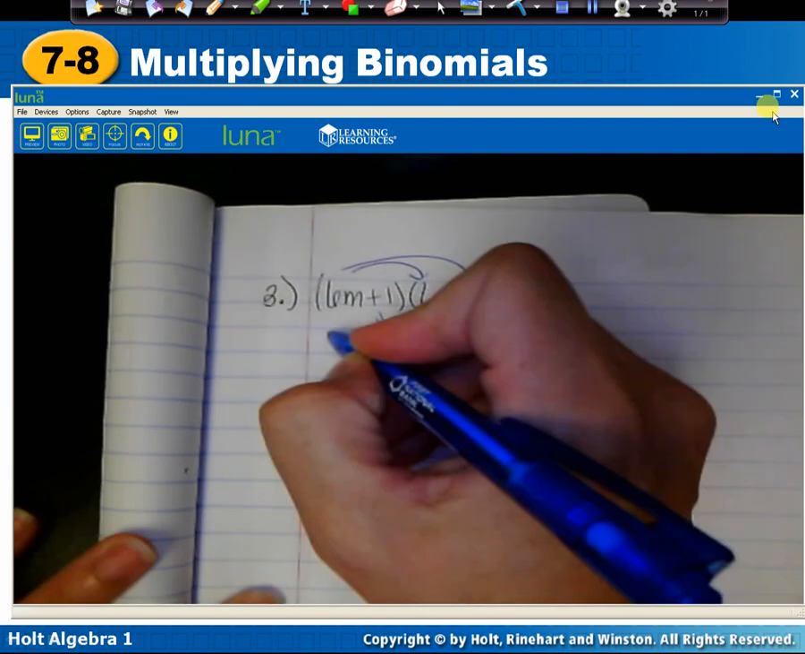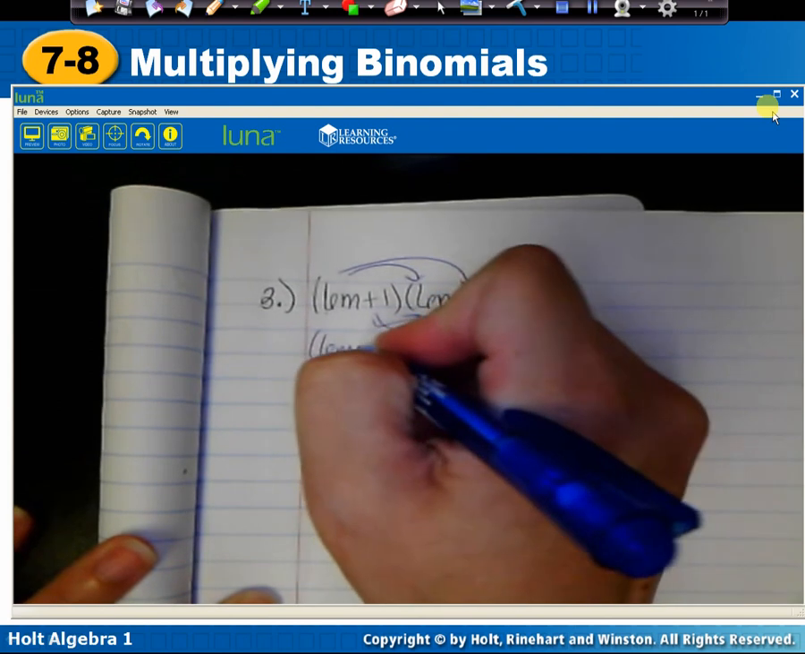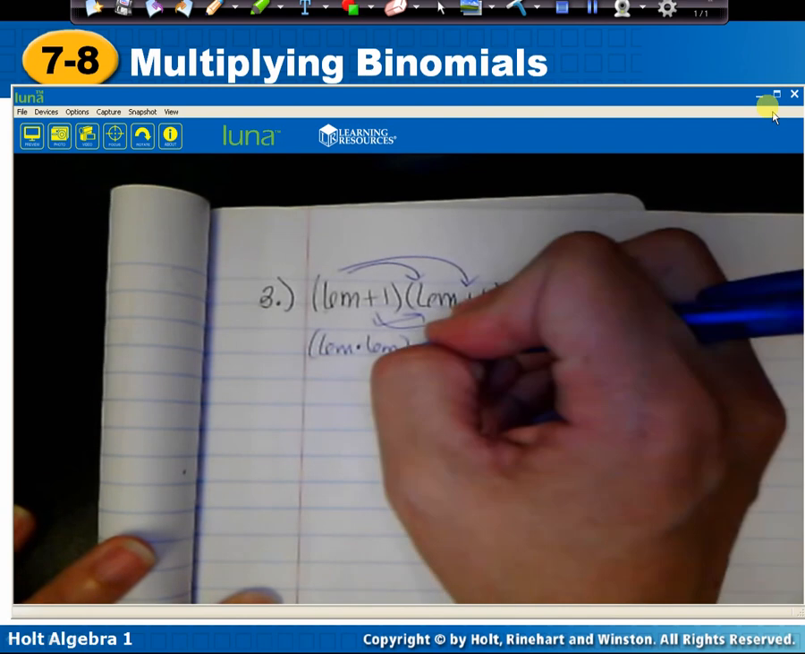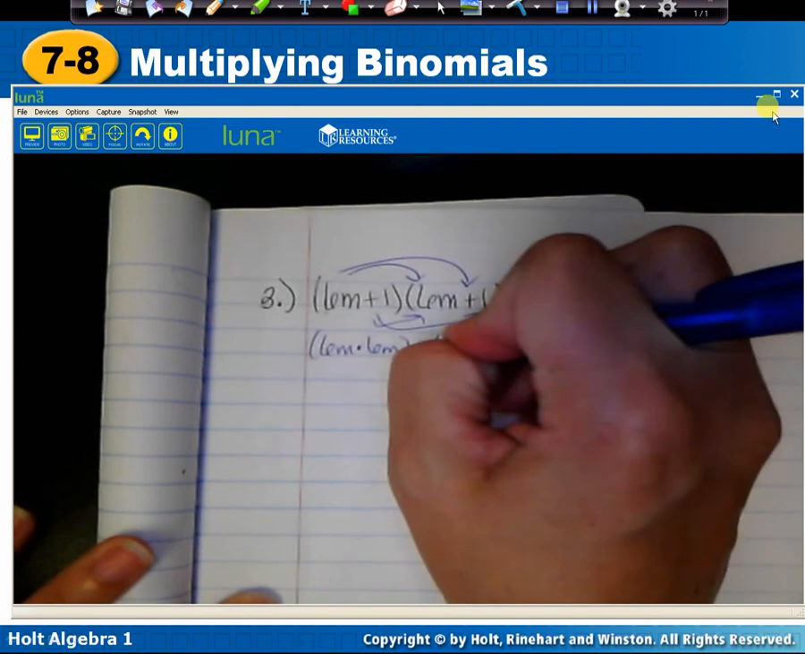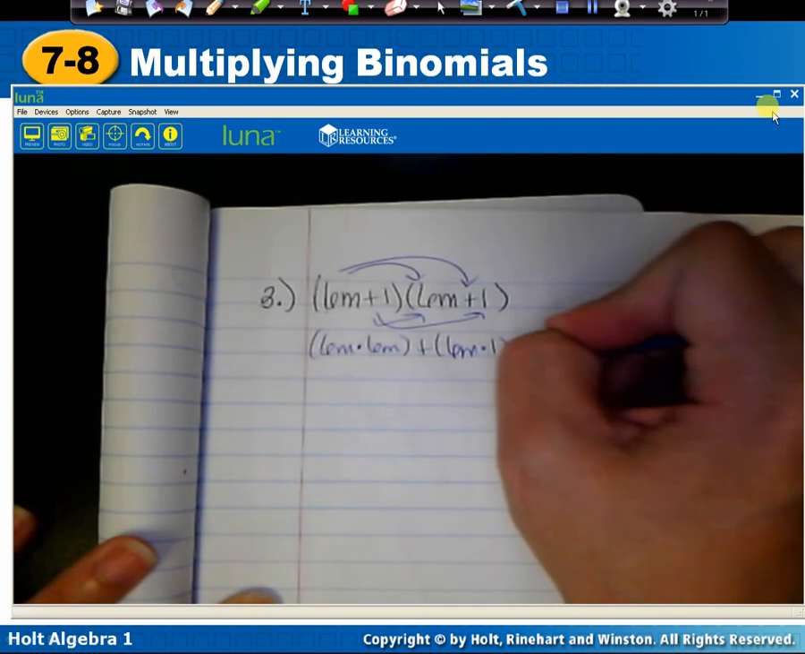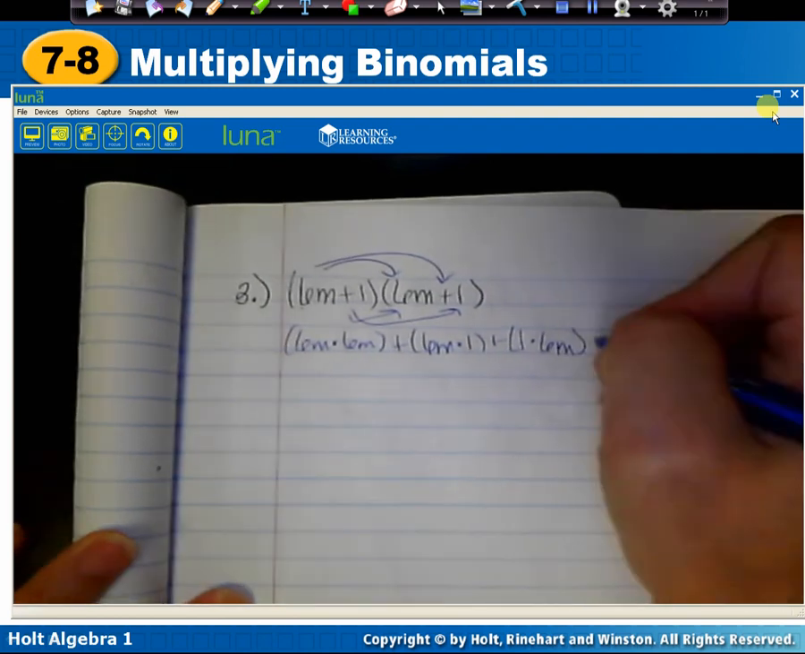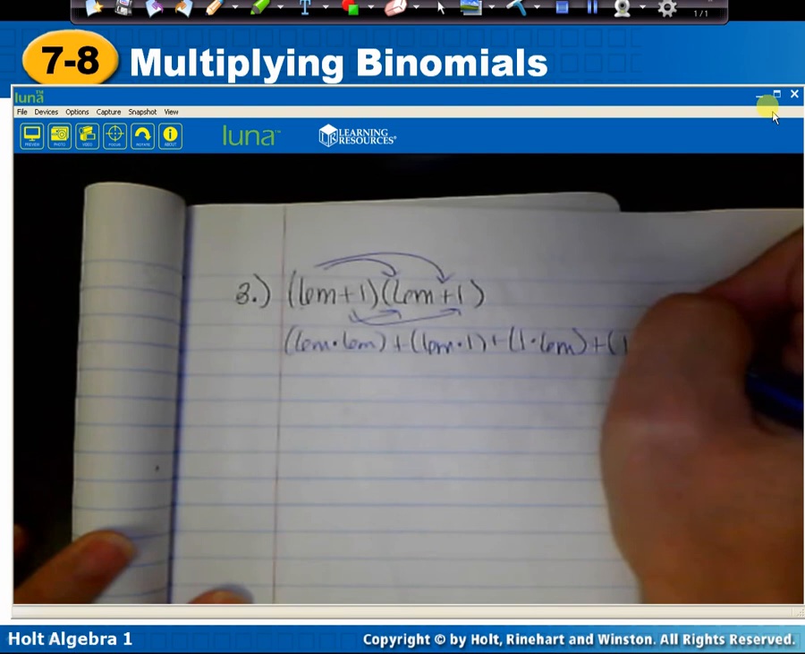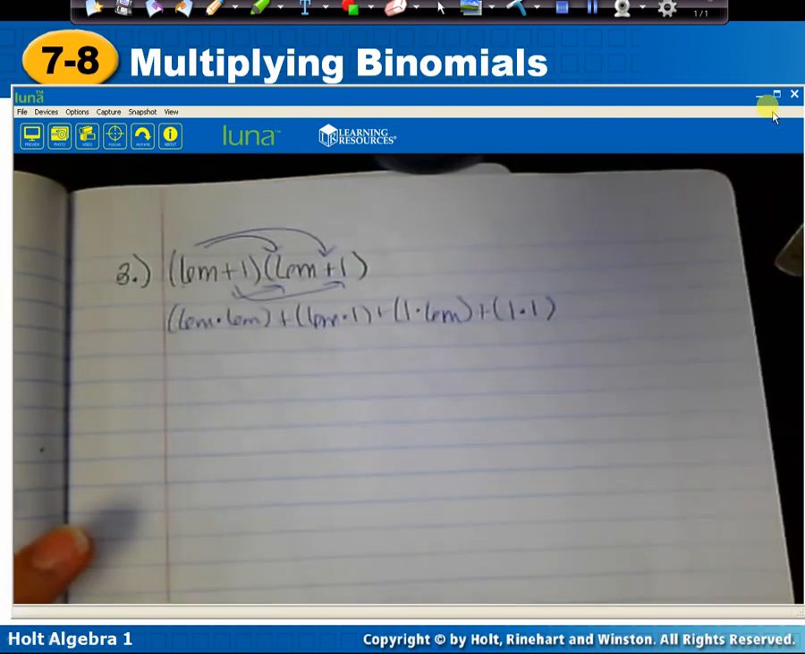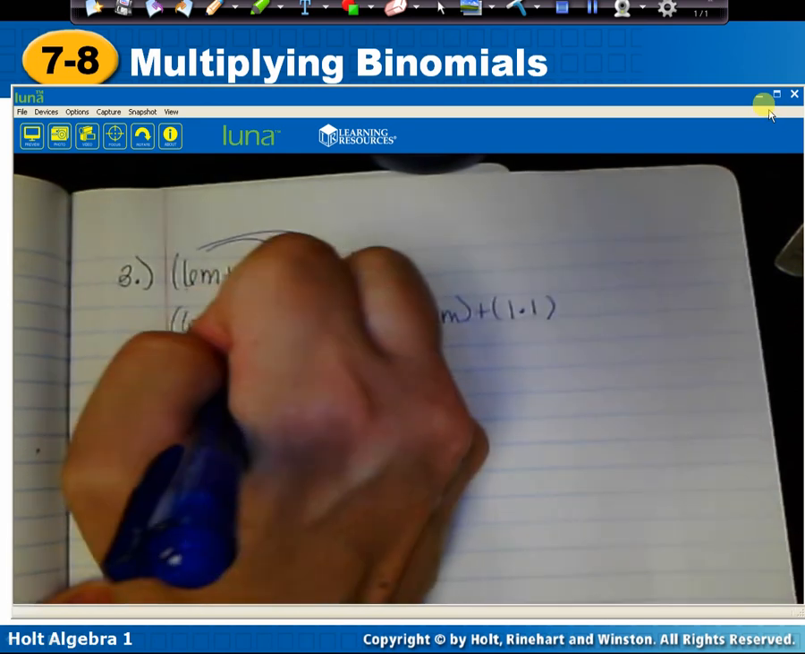I'm going to multiply my 6m times 6m. I'm going to write that by saying 6m times 6m. Then I multiply my 6m times 1. So I'm going to say 6m times 1. And then I have plus 1 times 6m plus 1 times 1. So again, I'm just going to work it out step by step. 6m times 6m is going to give me 36m squared.